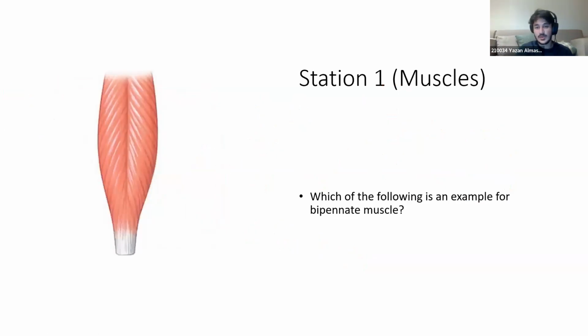Okay, which of the following is an example for a bipinnate muscle? This is a very straightforward question.